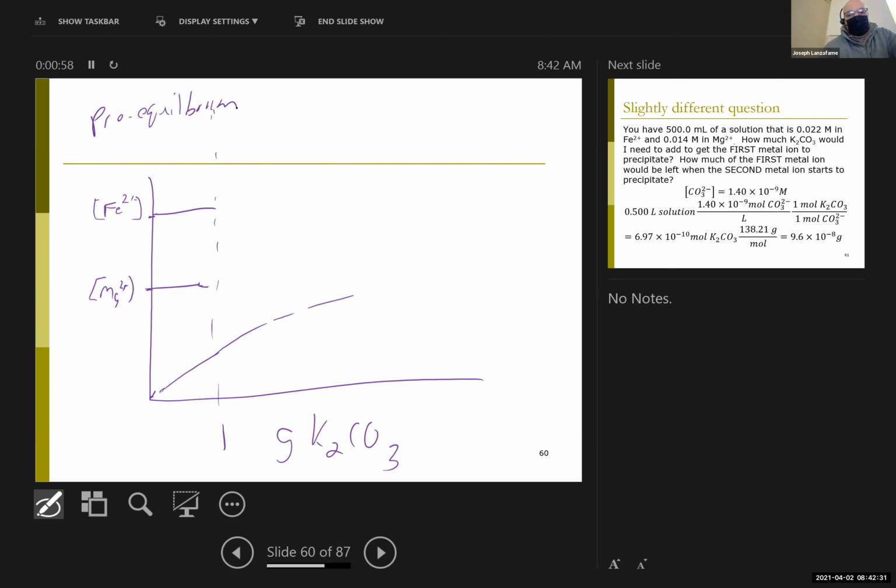When the carbonate reaches that first threshold, which was 1.4 times 10 to the minus 9, I've now reached the maximum value for the iron and carbonate product. At that point, if I add any more potassium carbonate, it requires that there be a precipitation. And so I then have what's essentially the iron precipitation window, where this is going to start dropping. And during this whole period, the magnesium should stay constant.